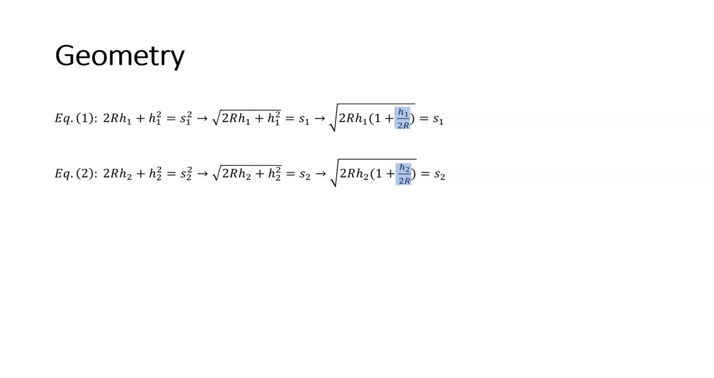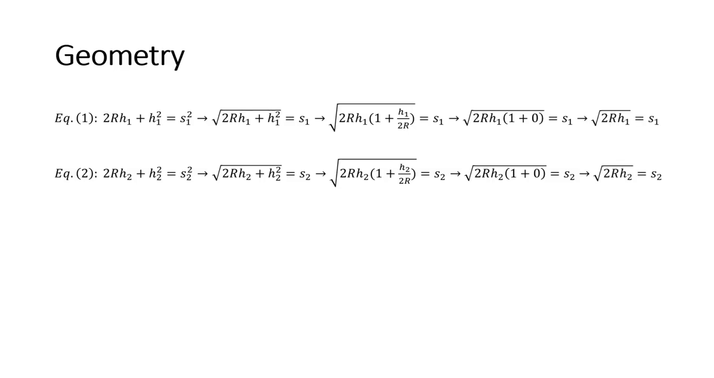We know that the heights of the ship and the observer are millions of times smaller than the Earth radius, which is R. Therefore, we can assume that these two ratios are equal to 0 because when they're added to 1, they almost add nothing. So the next step is that we set h1 over 2R to 0 and h2 over 2R to 0. So we have simpler equations. Now equations 1 and 2 are simplified to square root of 2Rh1 is equal to S1 and square root of 2Rh2 is equal to S2.